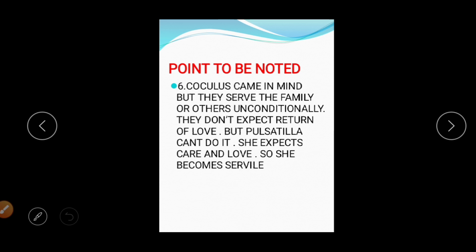The next point is cocculus also expresses the same behavior as pulsatilla. So cocculus came to my mind, but they serve the family or others unconditionally. They don't expect a return of love, but pulsatilla can't do that. She expects care and love, so she becomes servile. So here cocculus shows unconditional love, but pulsatilla shows conditional love. She wants caressing from others. She wants love. She wants care. So this is the pulsatilla nature.